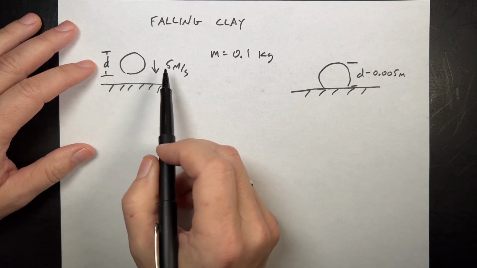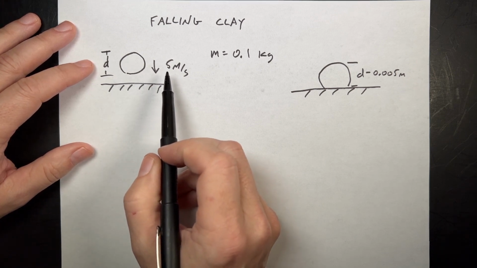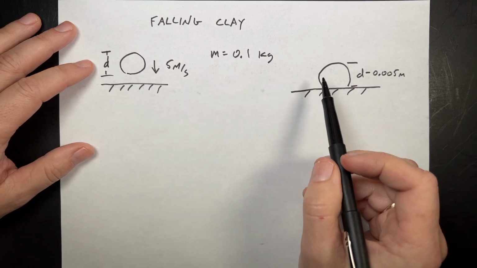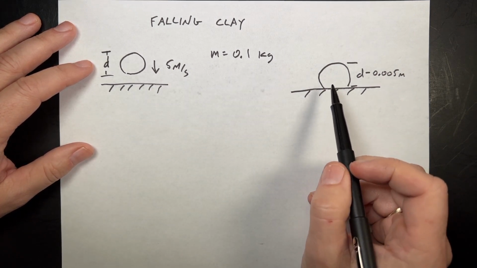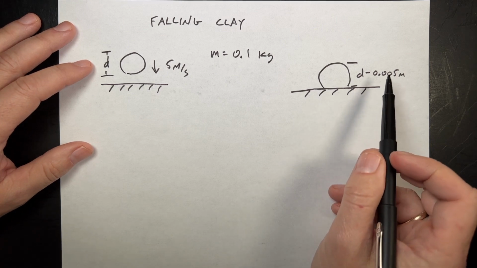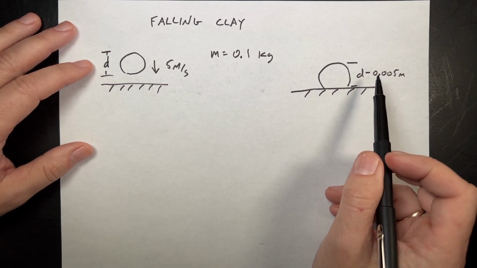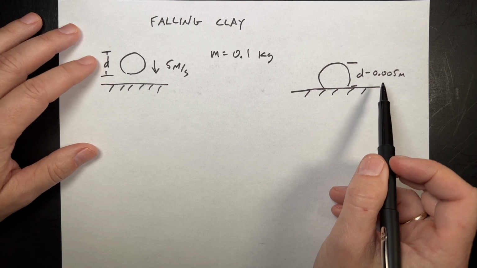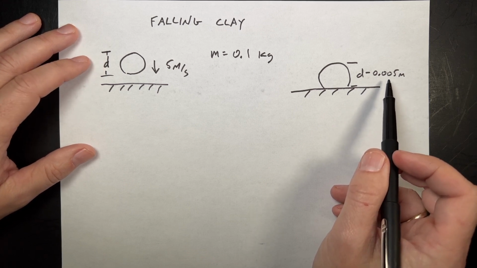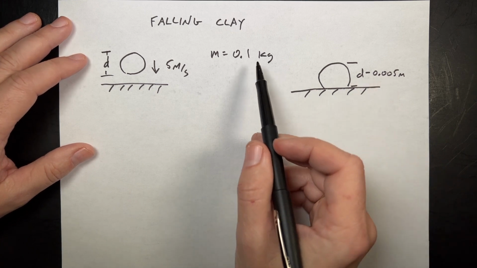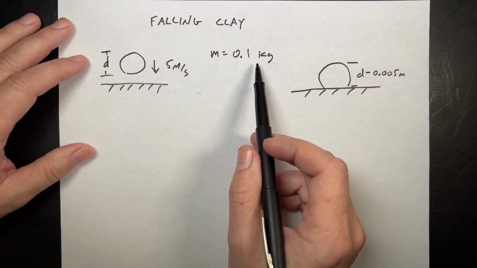Right before it hits the ground, it's moving downward with a speed of 5 meters per second. It collides with the ground and sticks. But during that collision, it actually ends up being crushed a little bit, so it's now 5 millimeters less thick. I don't really care what D is, and I think that might be 2. That's fine, I'm sticking with it. And it has a mass of 100 grams, or 0.1 kilograms.